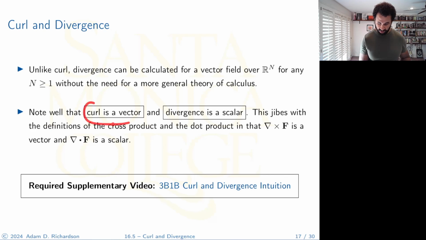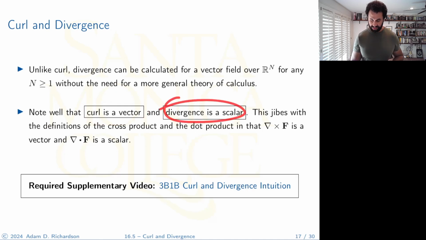Also, just a reminder, curl is a vector and divergence is a scalar. What's cool about our abuse of notation here is that this actually jibes with the definitions of the dot product and the cross product. Remember, the cross product gave you a vector, and in this case this is the curl vector. The dot product gave you a scalar, and in this case this is the divergence scalar. So this notation abuse is really, really helpful.